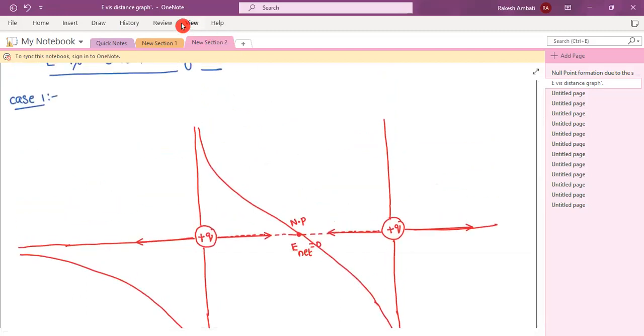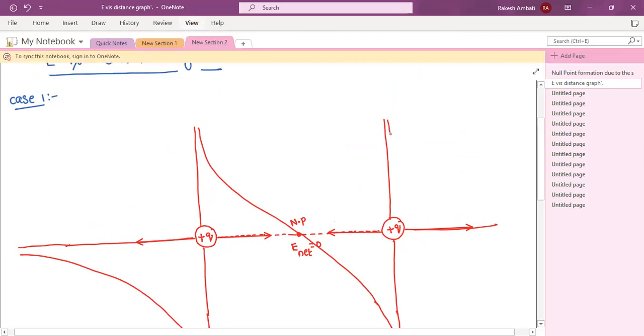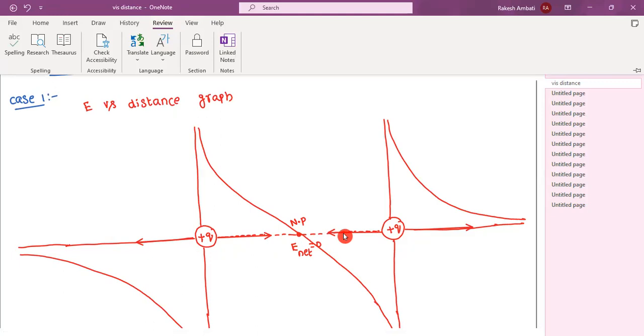Next, on this side, intensity is in the positive direction, so the intensity graph is on the positive side. As the distance increases, intensity gradually decreases. So this is the intensity versus distance graph if plus Q charges are given.